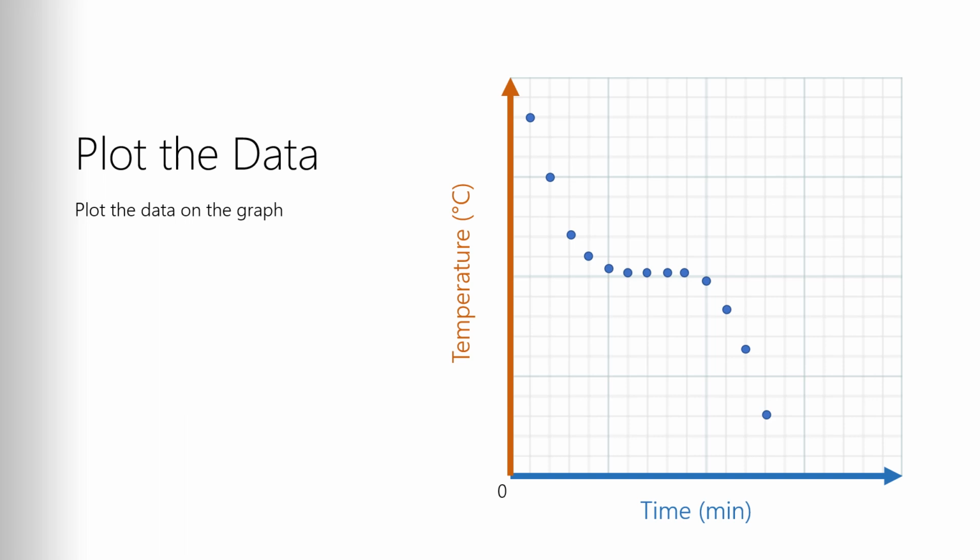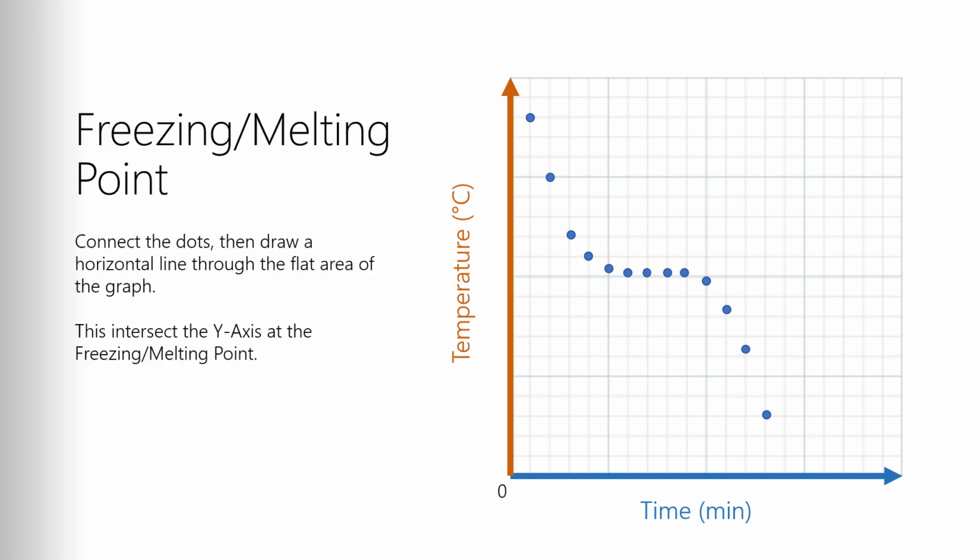To get the actual freezing or melting point, what you're going to do is you're going to draw a horizontal line through the best fit of the horizontal part of the data, the plateau of the data. So you get this line that goes through here. Where this line intersects the y-axis is your experimentally determined freezing or melting point that you'll report on your laboratory.